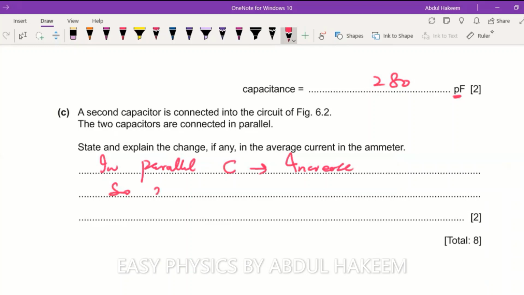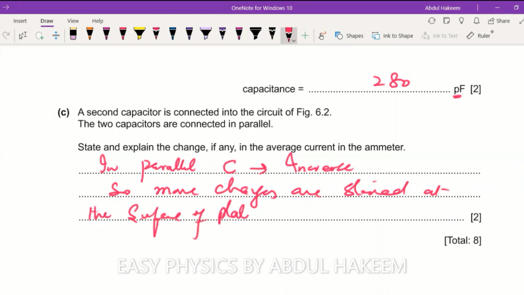So more charges are stored at the surface of plates, thus current increases because Q is IT and charge is directly proportional to I.